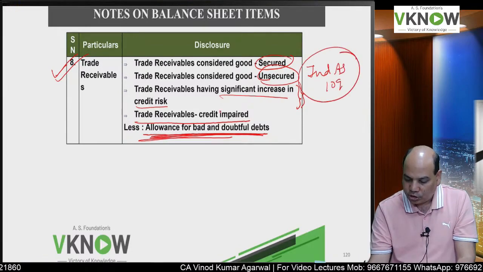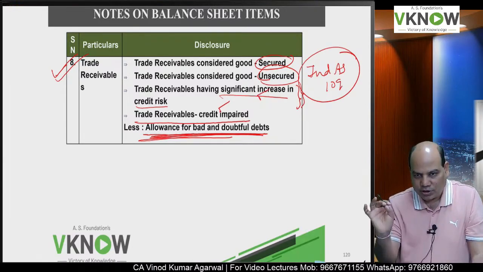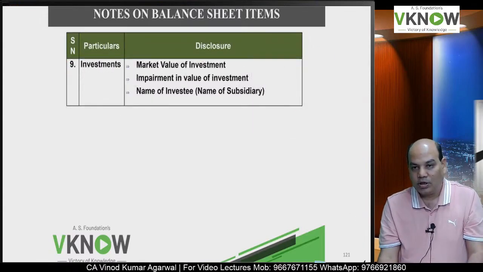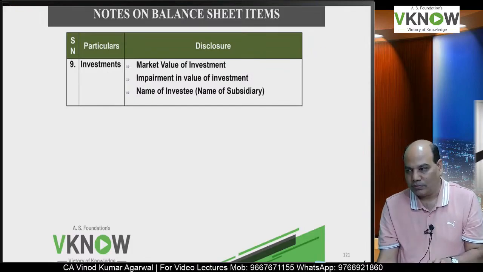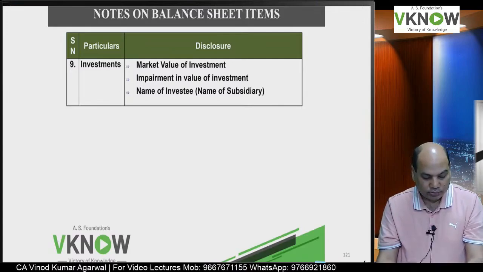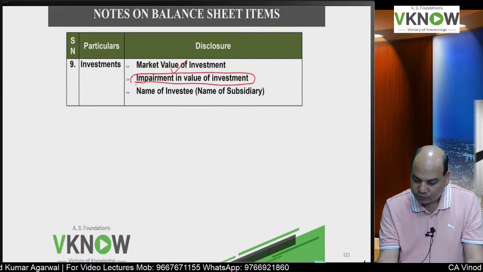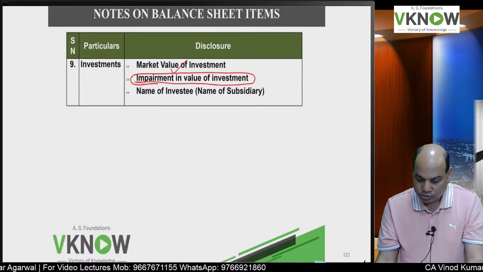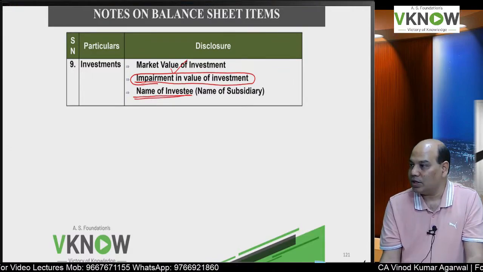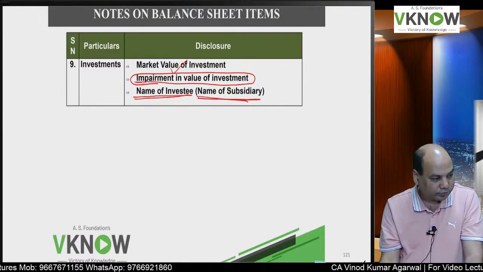There we are going to see the meaning of credit impaired, significant increase in credit risk, etc. There are some meanings for those terms. Some terms they have mentioned. I'll tell you. One example was insolvency proceedings have started, not paying up to a certain time period. What about investment disclosure? Market value you have to disclose. If there is any impairment in the value of investment, that you have to disclose, and you also have to disclose the name of the company where you have invested, that is the investee company's name. If you have a subsidiary company, you have to disclose the name of the subsidiary also.